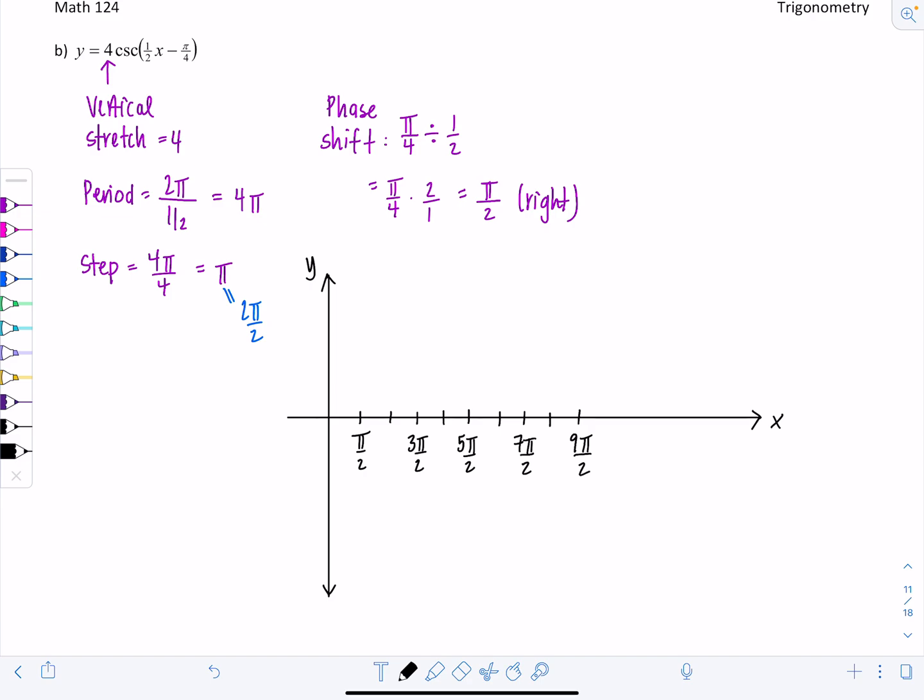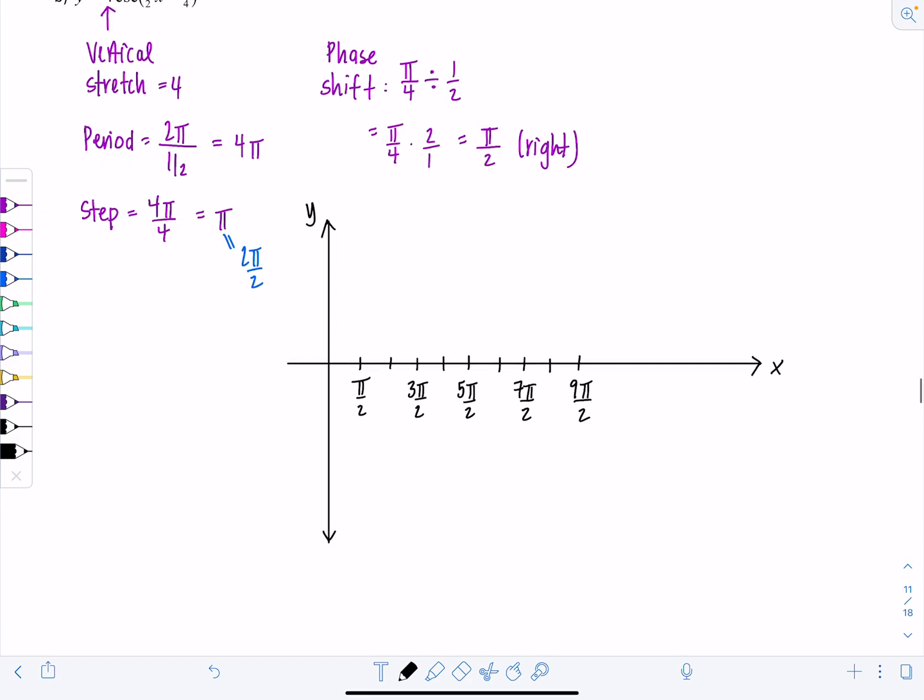Is that all of them? Yes. Look, if you're nervous, oh my goodness, I don't know if I did my fractions right. You started at pi over 2, you stopped at 9 pi over 2. Subtract them. 9 pi over 2 minus pi over 2, 8 pi over 2. Is that 1 period? Is that 4 pi? It sure is. See? So you can check yourself along the way.